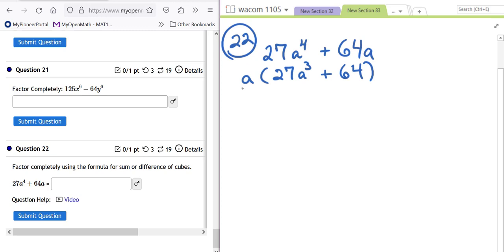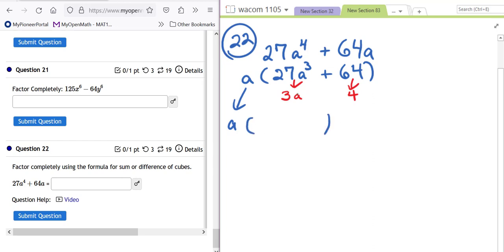So we're going to do that. We just have to remember at the end we need this a. So I'm going to bring it down and kind of get it out of the way. So we get the cube roots. For 27, cube root is 3. For a cubed, it's a. For 64, the cube root is 4. Right? And it's going to work.